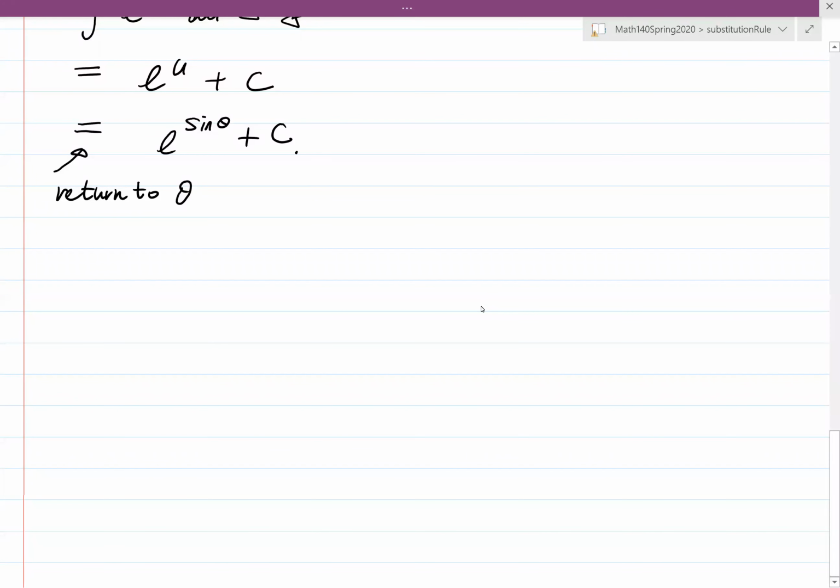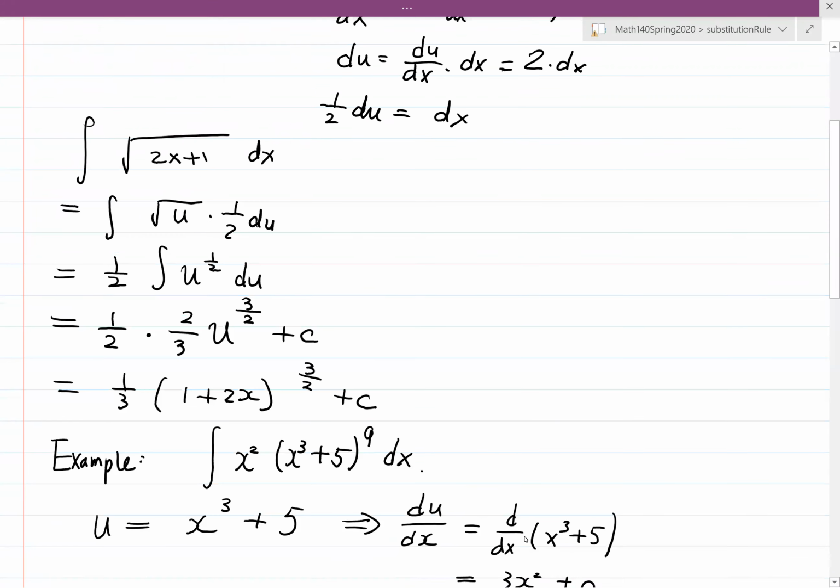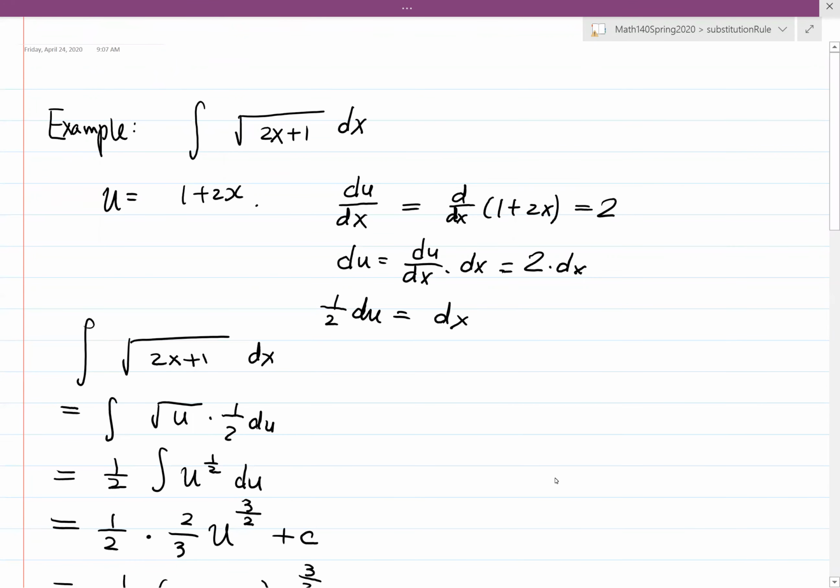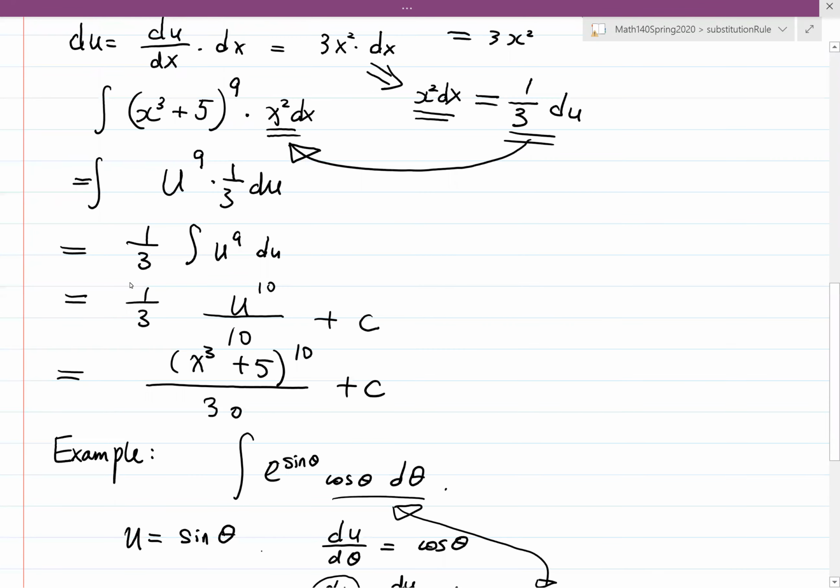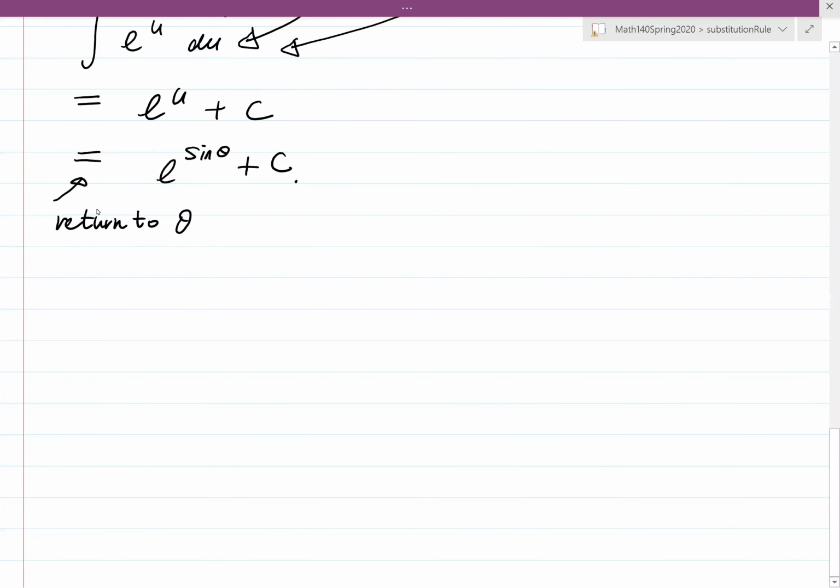Last time we talked about the substitution rule, and we did several examples of the substitution rule. Recall the idea of the substitution rule.